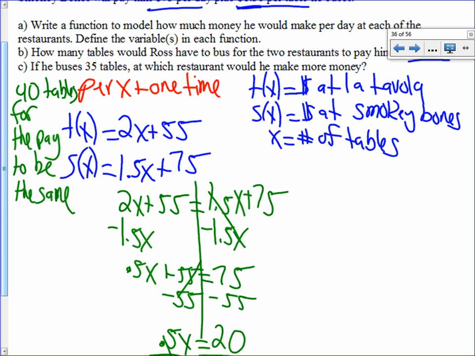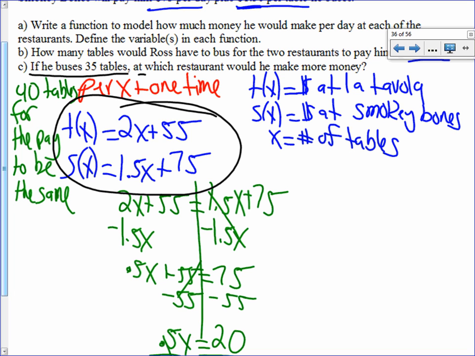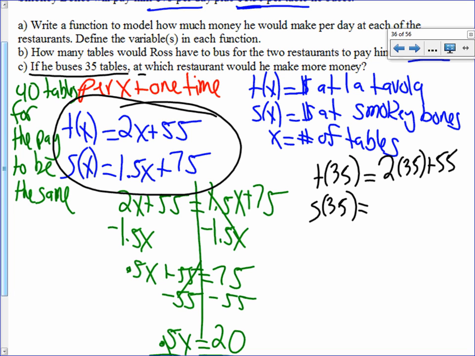But there's a part C, isn't there? And he busses 35 tables. Which restaurant would he be likely to make more money? Well, I have these expressions right here to determine how much money he'll make. So I'm going to do T of 35, and I'm going to do S of 35. 2 times 35 plus 55, 1.5 times 35 plus 75.